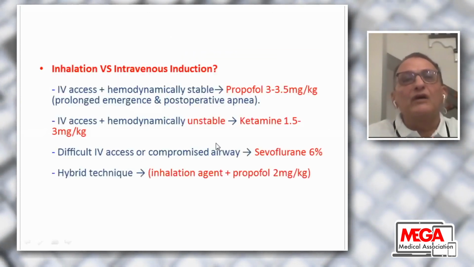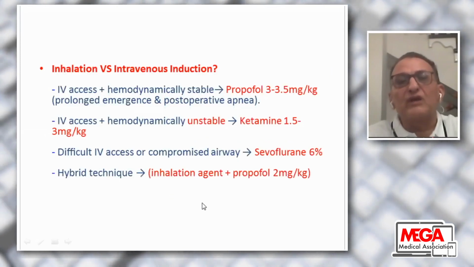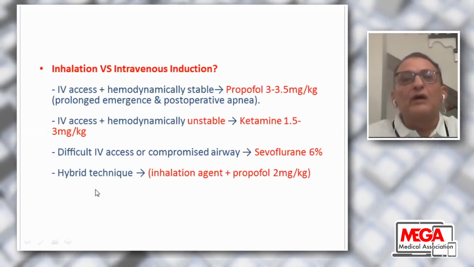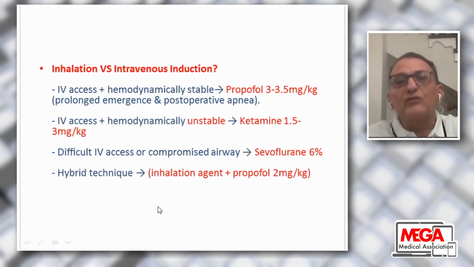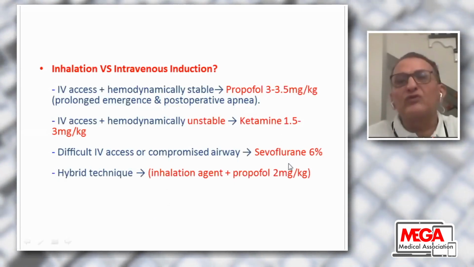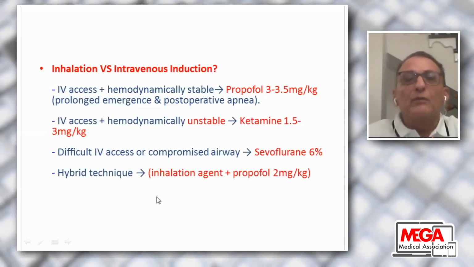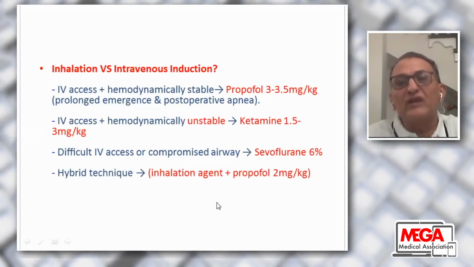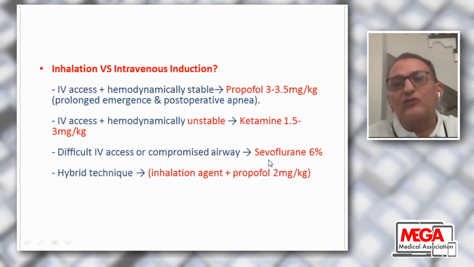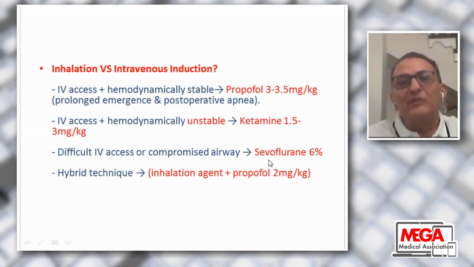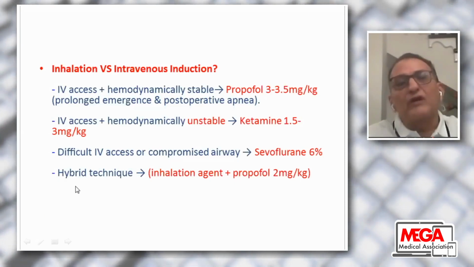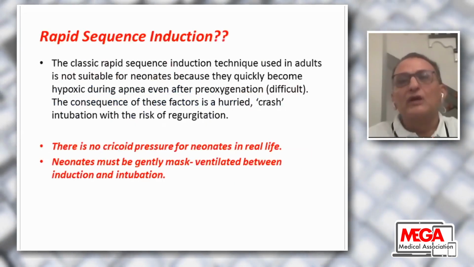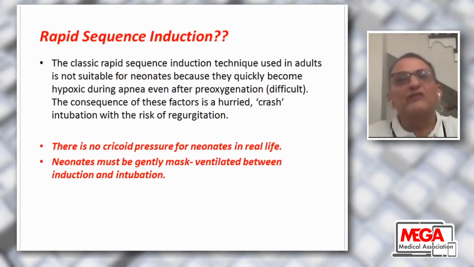If you have IV access and they are hemodynamically stable, then you may go for propofol, or if they are unstable, you may go for ketamine. If there is no IV access or the airway is compromised and you want to go for sevoflurane inhalation, it's 6%. By the time they are deep, when their breathing slows and their end-tidal carbon dioxide starts to increase, that means they are at a deep level now for intubation. Very common now to give a hybrid technique at this stage and give 40 milligrams per kg. It gives you apnea for intubation, but they cough later.